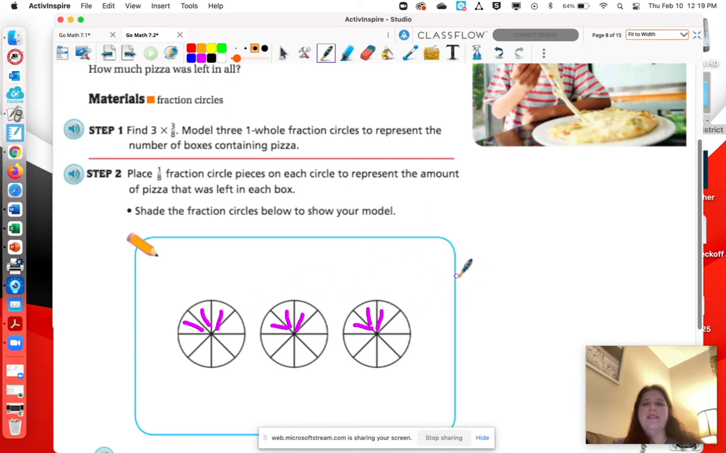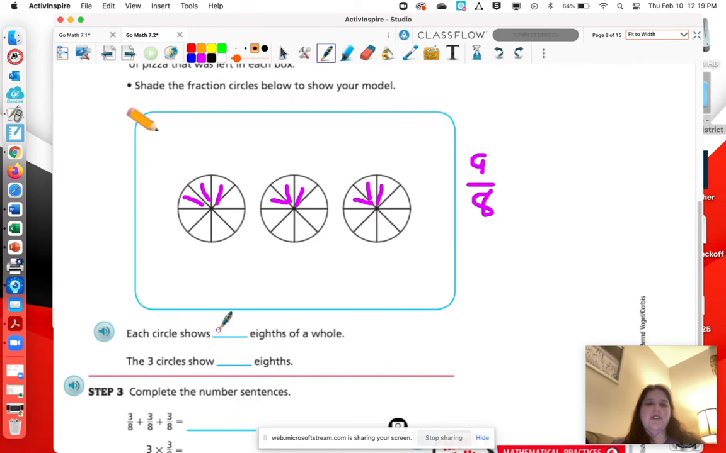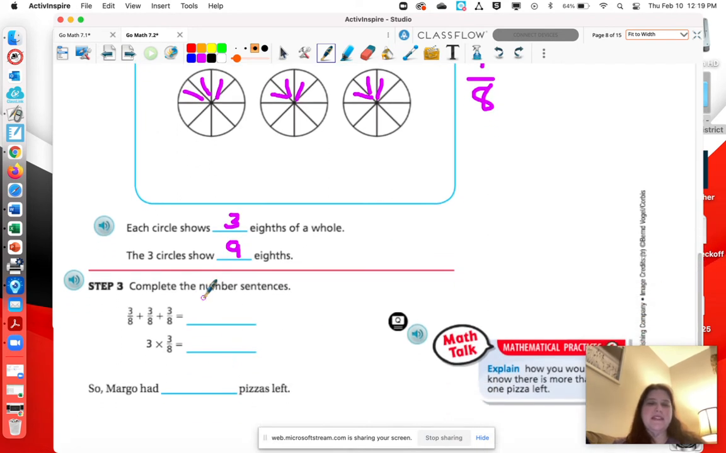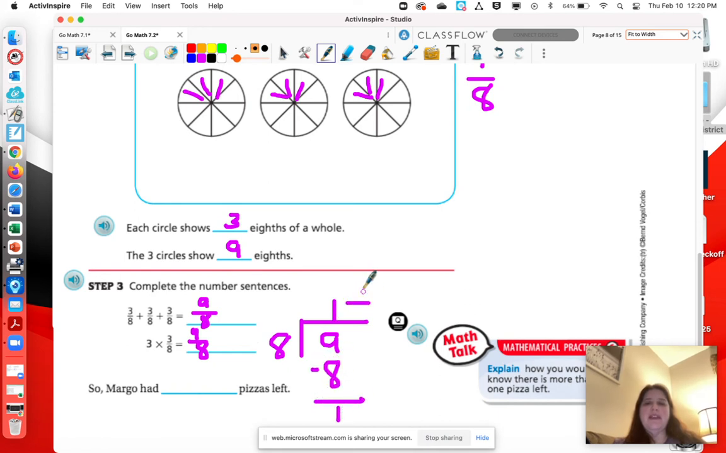And so you can see that we have 9 of them shaded, and all of the bottoms have 8. So each circle shows 3/8 of a whole, and the 3 circles show 9/8. So 3/8 plus 3/8 plus 3/8 is 9/8. So 3 times 3/8 is 9/8. Let's fix that fraction up for our final answer. And so 8 goes into 9 one time, and subtract, and we can get 1/8.